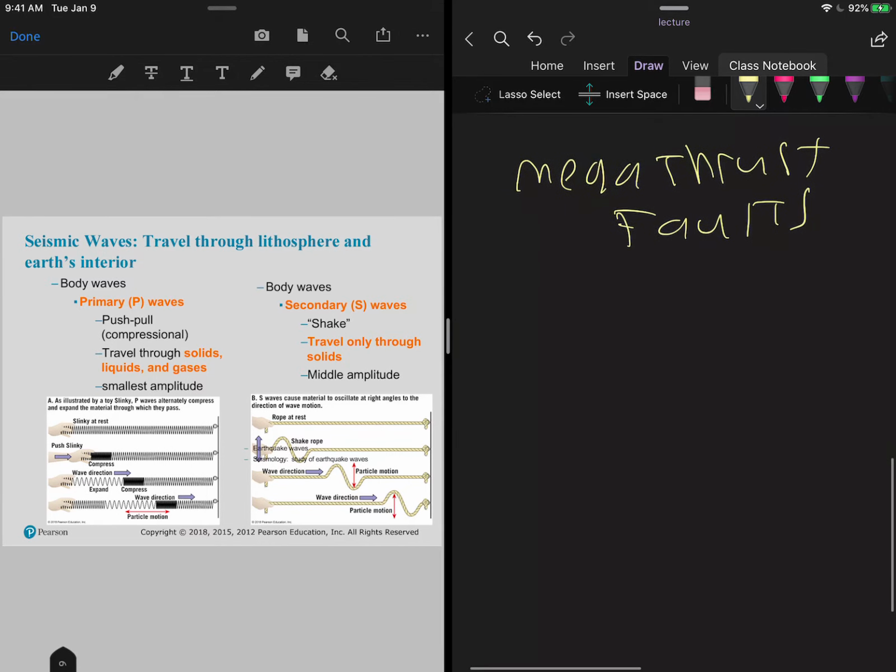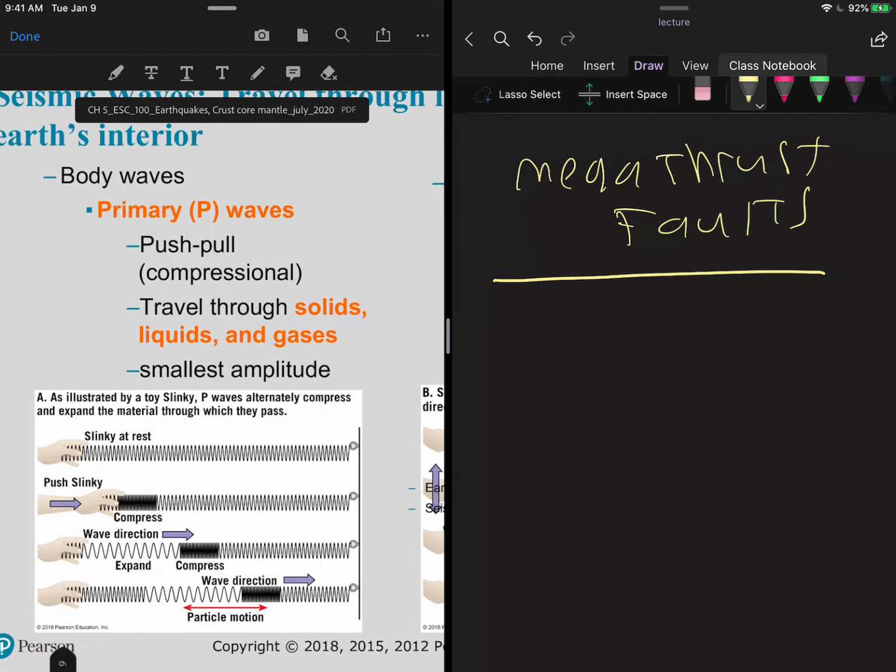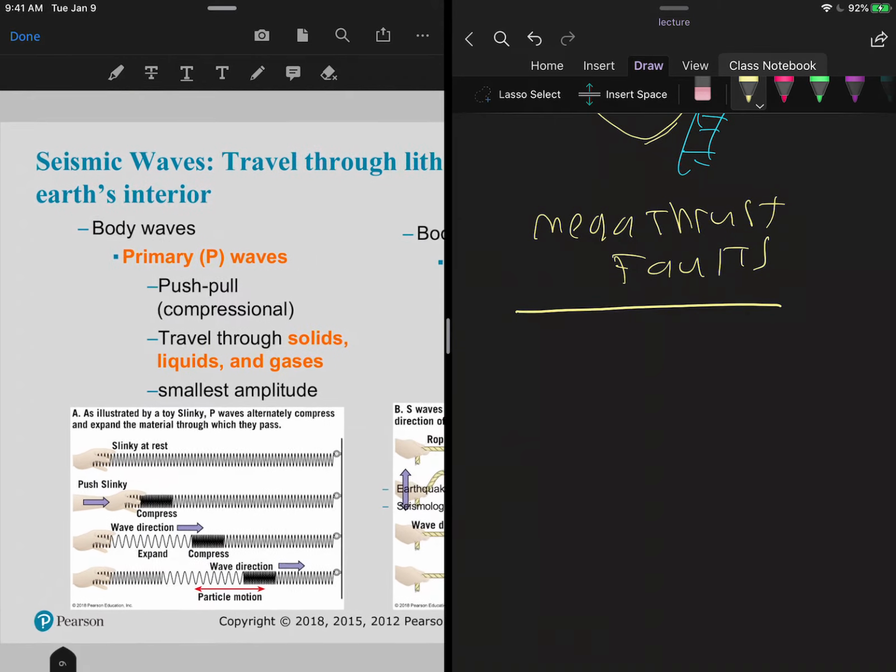So now we're going to look at the kinds of waves that are generated by earthquakes. The first kinds of waves are kind of like when you have a slinky and you push the slinky in and out. When you do that, you're going to generate a wave, and these are called primary waves or body waves.